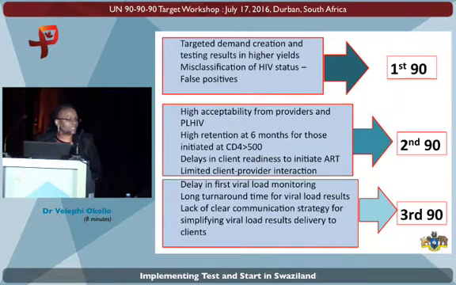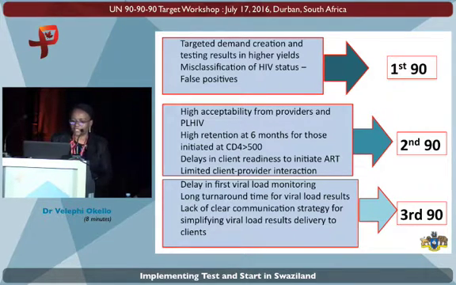We have experienced that if we go and look out for men as a target, we find that we get higher results from them, or the yield of HIV positives is higher. But we've also found that there are some challenges on misclassification of HIV status. Some false positives are coming up, whereby perhaps people may not come out to say that they have tested before, or maybe our tests are revealing people who may not actually be positive.